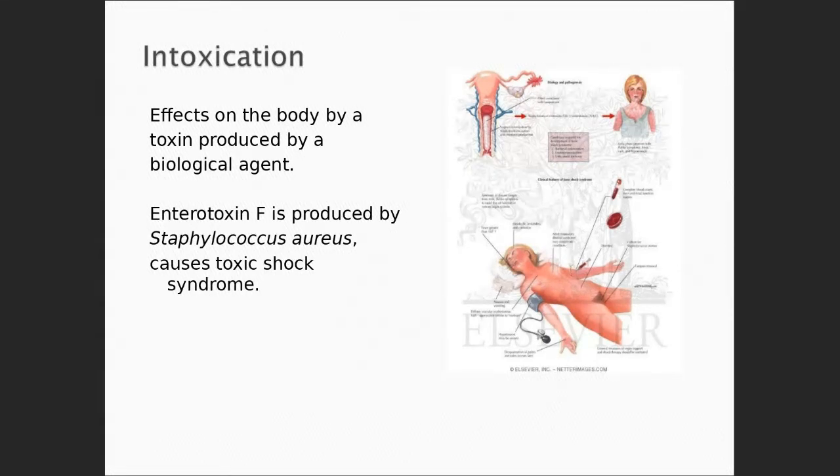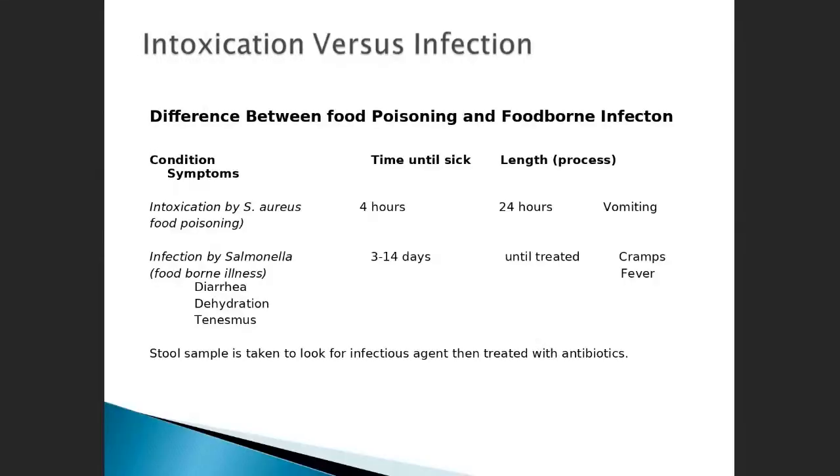So if we compare just foodborne illnesses, there's a difference between an intoxication by Staph aureus and an infection by Salmonella. For an intoxication by Staph aureus, exposure is about 4 hours from the time you get exposed to the time you develop symptoms. Sometimes it lasts about 24 hours, sometimes less. And usually it's just about vomiting. And once you vomit, you get rid of the toxin and you feel a lot better, right?